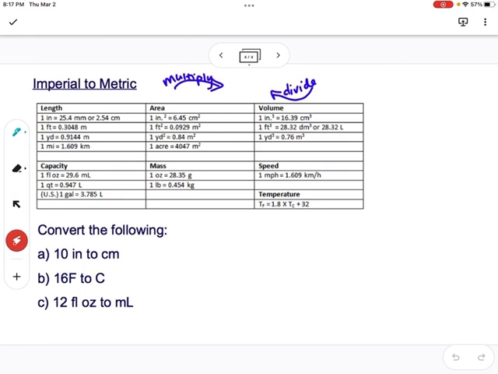So looking at A, 10 inches to centimeters. So we're looking for the conversion from inches to centimeters. We have inches and centimeters here, so 1 inch is 2.54 centimeters. So us going from inches to centimeters, that means we are multiplying. So we have 10 times 2.54, and that gives us 25.4 centimeters.